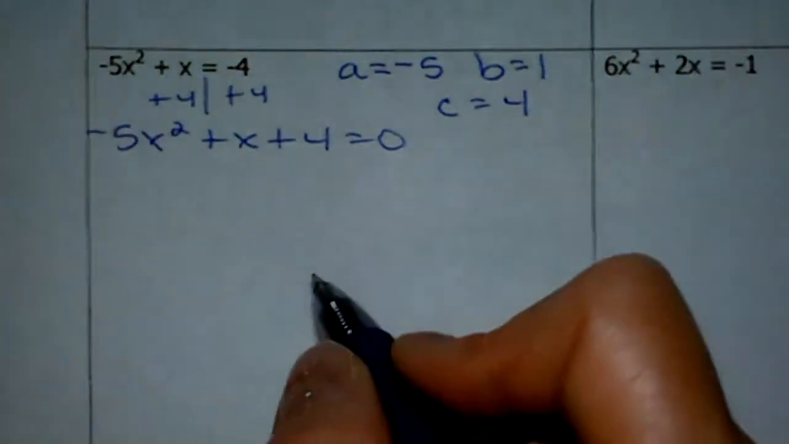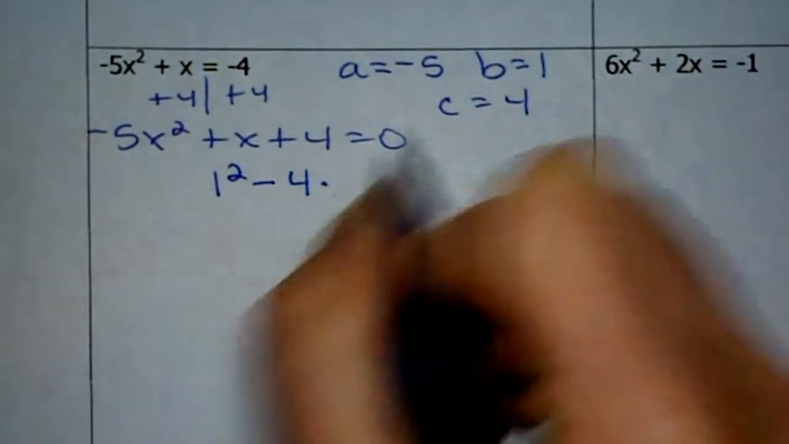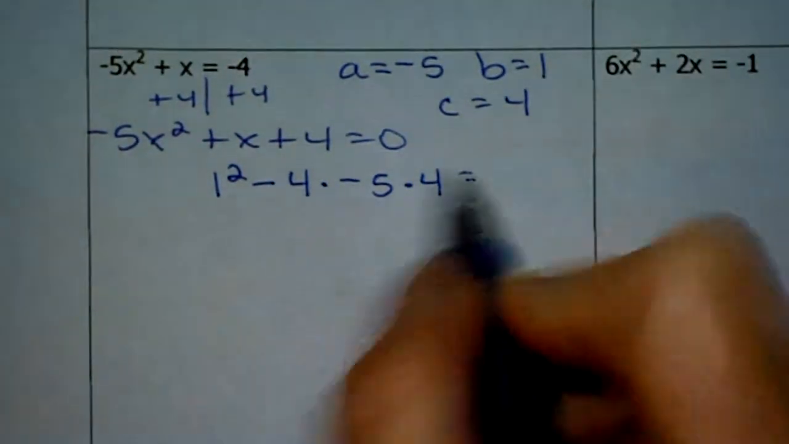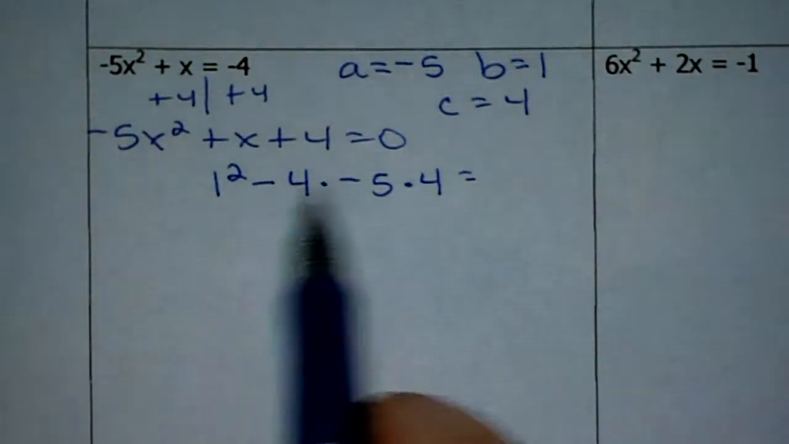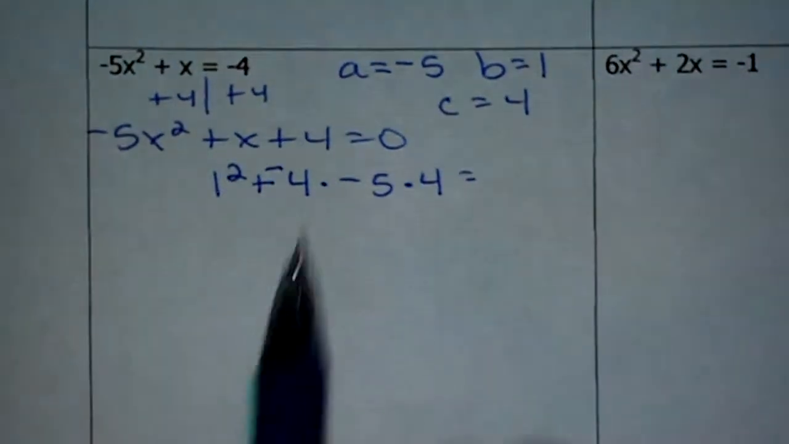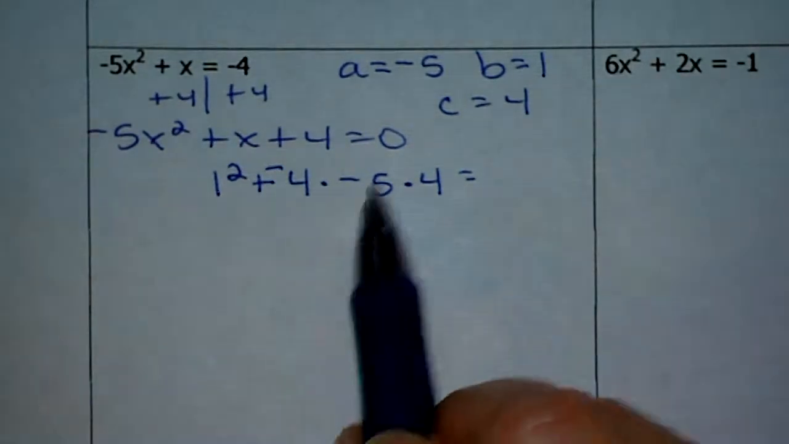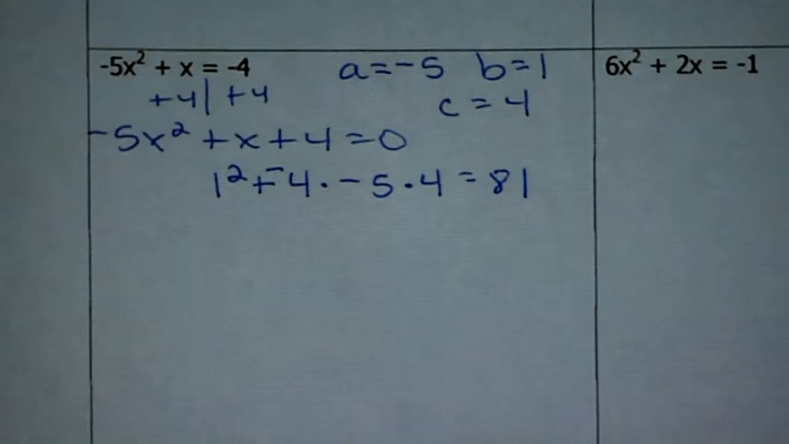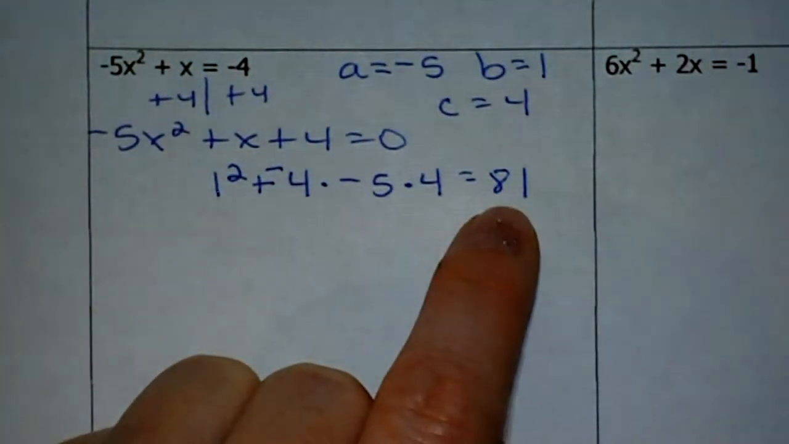Now I want to do b squared minus 4ac, the discriminant. So b is 1, minus 4 times a is negative 5, c is 4. When you solve that out, you might think, oh, it's negative, but it's really not, because this is going to end up being positive because a negative times a negative is positive. So negative 4 times negative 5 is 20, 20 times 4 is 80, 1 plus 80 is 81. So we're going to end up with 2 real solutions because our discriminant is greater than 0.